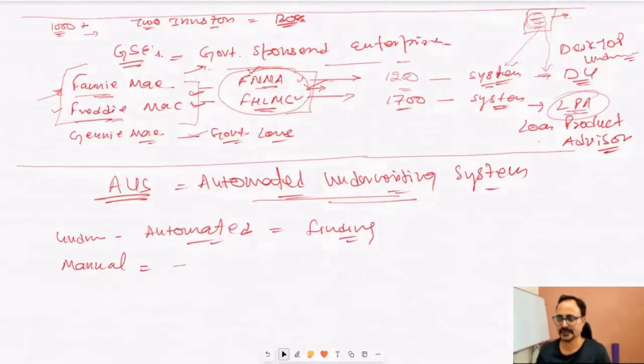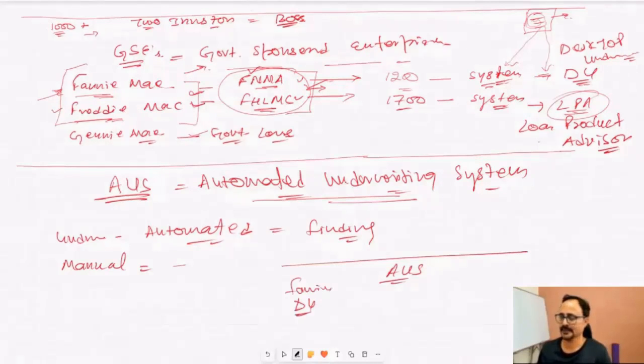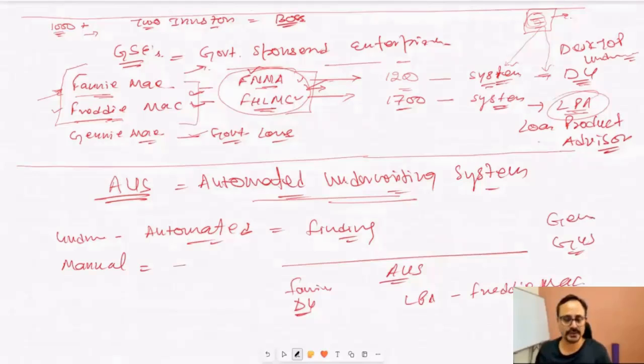Yes, sir. Right? So when I say AUS, how many AUS are there? AUS means DU, that is the Fannie Mae AUS. LPA, that AUS belongs to Freddie Mac, right? There is GUS. GUS belongs to Ginnie Mae. And there is one more, Cloud, right?